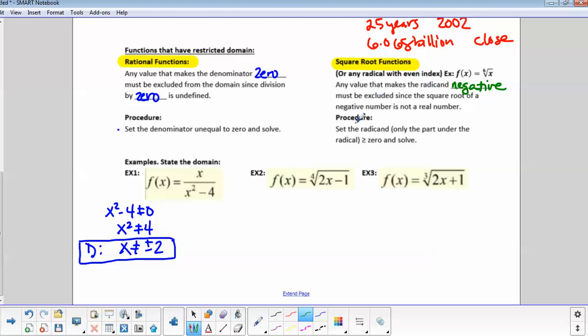So the procedure to find the domain is to set the radicand, that's this part right here, greater than or equal to 0. So 2x minus 1 has to be greater than or equal to 0. And x is greater than or equal to 1/2. So sometimes you'll see the domain written this way, or sometimes you'll see it written in interval notation, 1/2 to infinity. So one or the other.